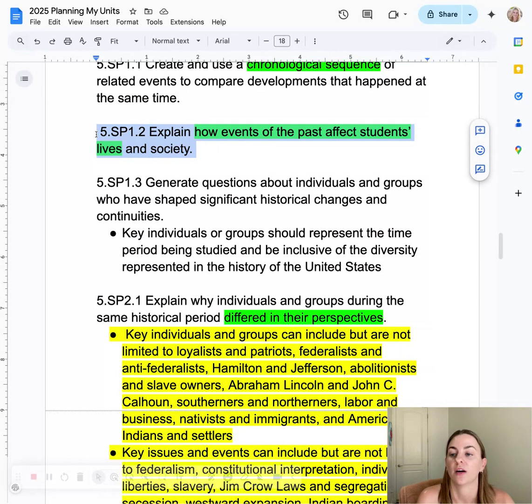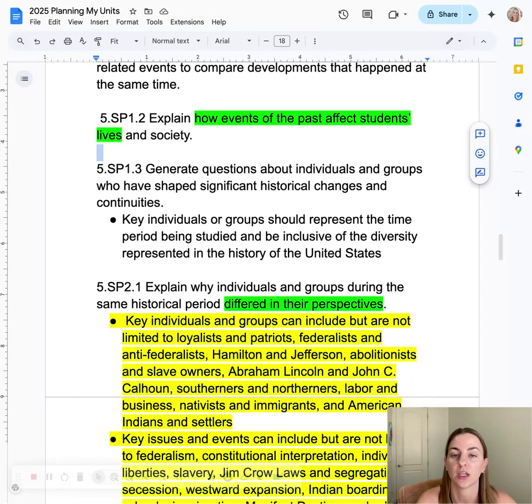So what I want you to think about when you have skills like this is, I think it's best to weave this into all of your units. So for example, you don't want to just have one lesson where students explain how events of the past affect their lives today. You want this to be like a theme that comes up throughout all of your units, ideally. So that's why I highlighted them in a different color, because I'm not really going to use them right now when I'm deciding what the unit titles are, but I am going to make sure that I have them ideally in every single unit.